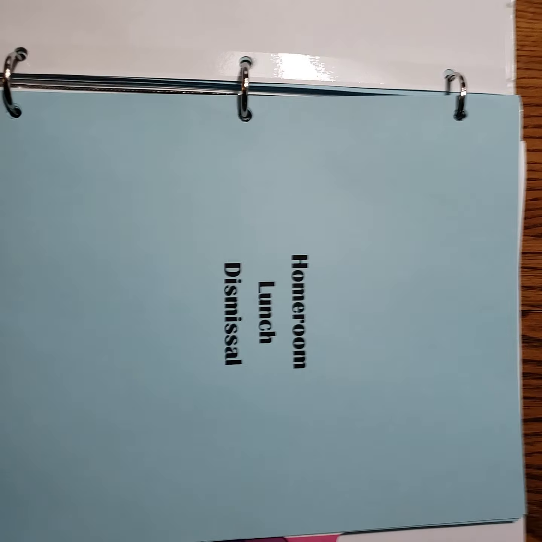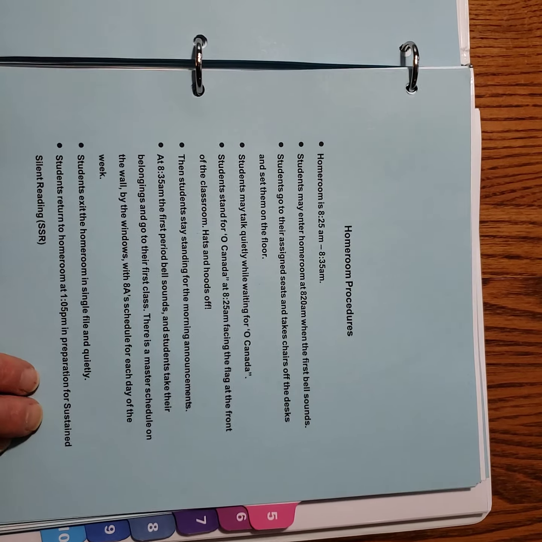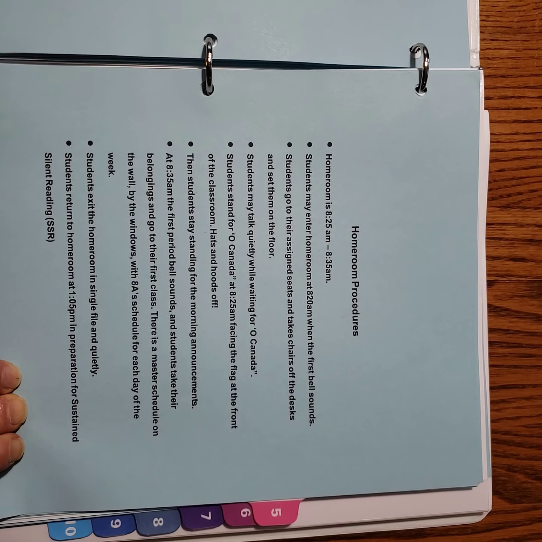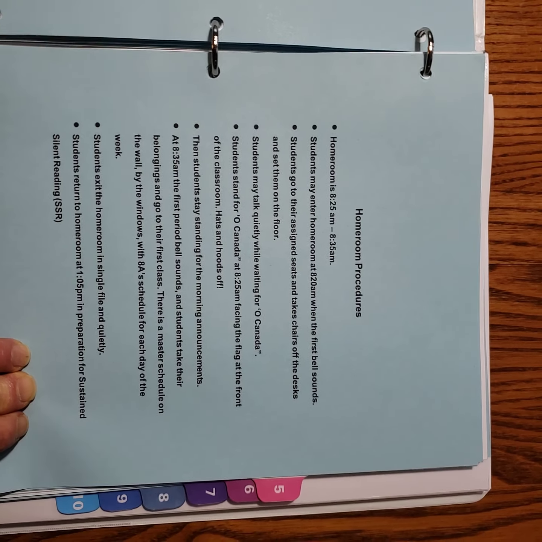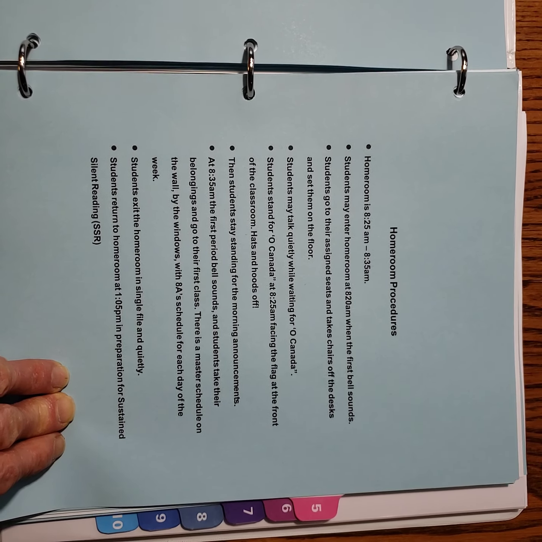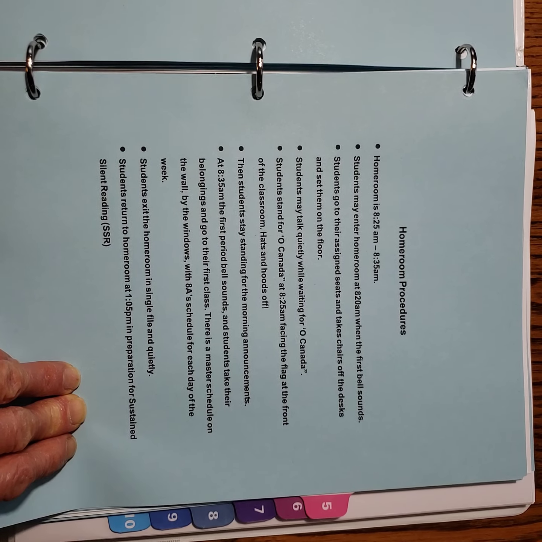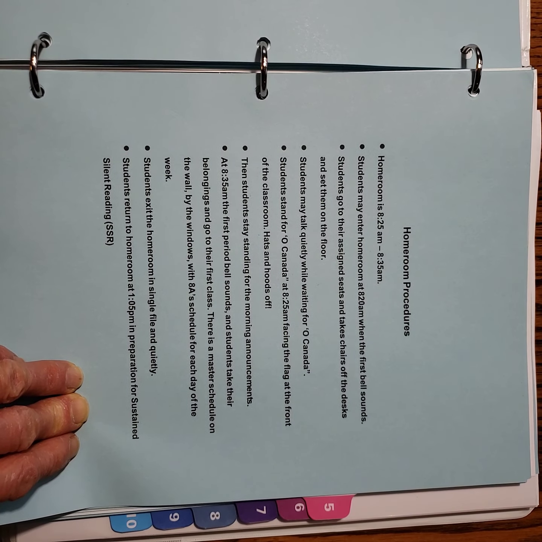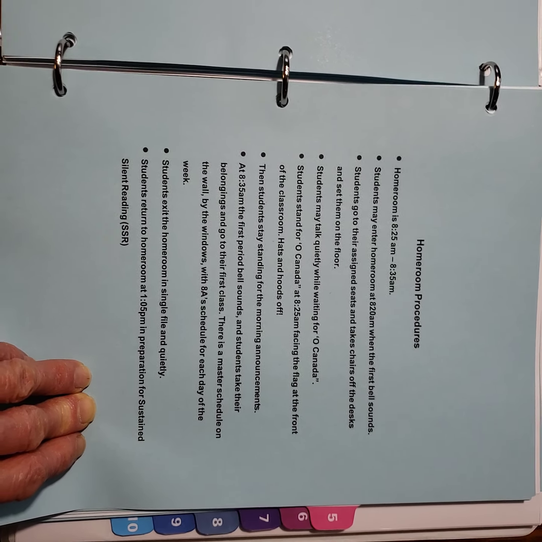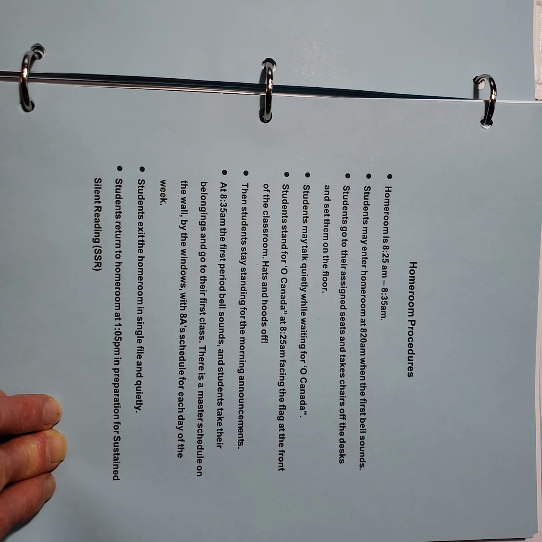And then the next section is about procedures for homeroom, lunch, and dismissal. So the homeroom, what time it is from, and what happens during homeroom, and when those things take place: the students stay standing for morning announcements, the first bell is at 8:35, and the students are supposed to exit by single file. Also, attendance is taken both in the morning and in the afternoon.